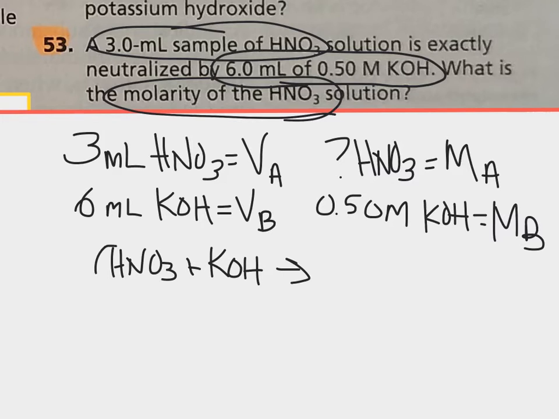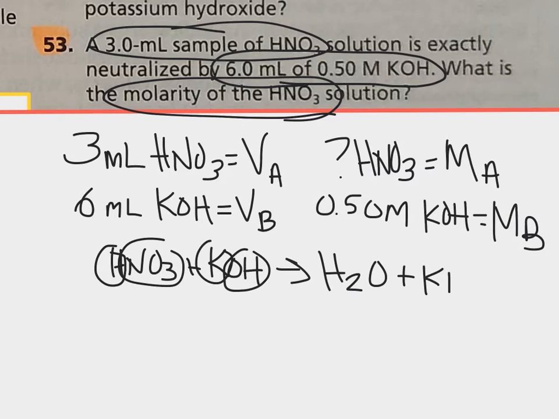Nitric acid is neutralized by potassium hydroxide. You're going to see that the hydrogen is going to combine with the hydroxide to give you H2O. And then the potassium is going to combine with the nitrate to give you potassium nitrate. And look, once again, everything is already balanced, a 1-to-1 ratio, which is a beautiful thing. Why? Because we can then use this equation.